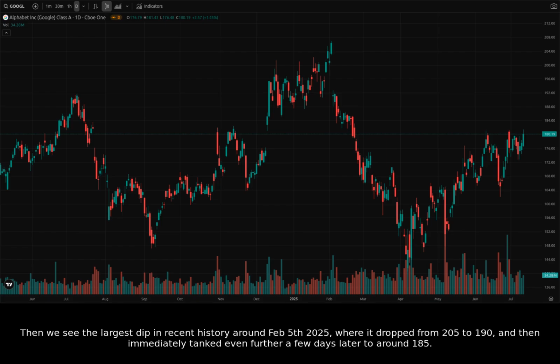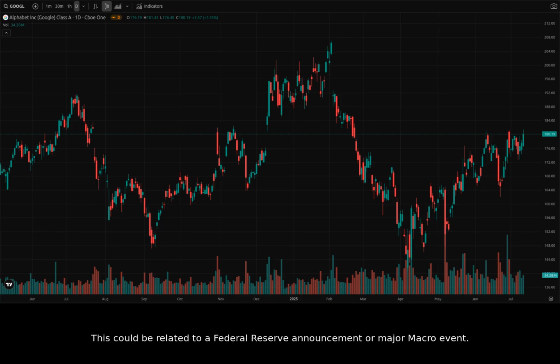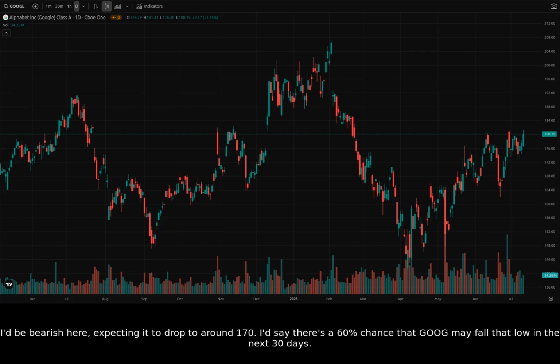Then we see the largest dip in recent history around February 5, 2025, where it dropped from 205 to 190, and then immediately tanked even further a few days later to around 185. This could be related to a Federal Reserve announcement or major macro event. I'd be bearish here, expecting it to drop to around 170. I'd say there's a 60% chance that Google may fall that low in the next 30 days.